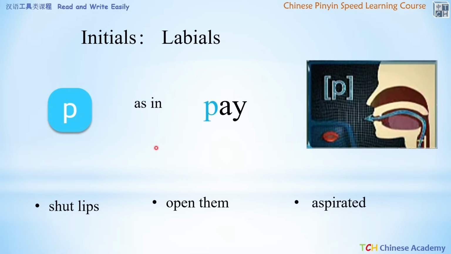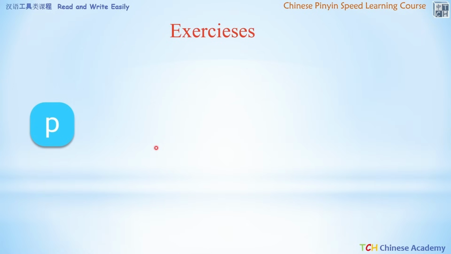Now let's do some exercises using the p sound. The first one is p, a, pa. That means to be afraid. This is the final a, and the fourth tone is a falling tone. Together, pa, pa.